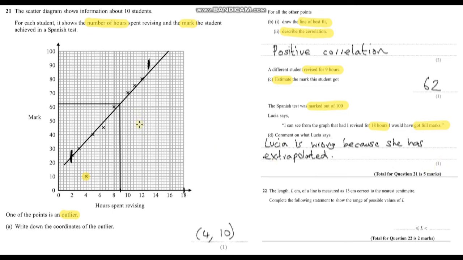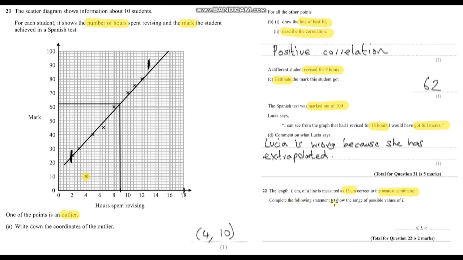And just as a bit of further knowledge, in case they ask, if you're making predictions within the data values, within the range, that's called interpolation. Okay, so interpolation is fine because you're using data within the range, but extrapolation is not fine. You cannot extrapolate. Okay, let's move on. We've done question 21. Now we're on question 22. So the length of a line, which is given as the letter L, is measured as 13 centimetres, correct to the nearest centimetre.